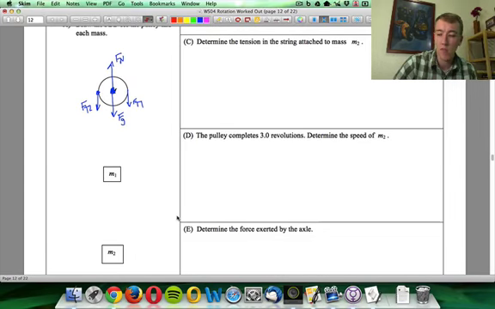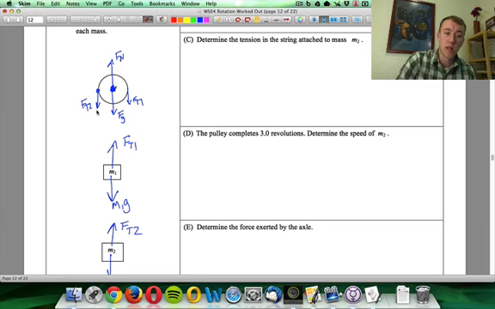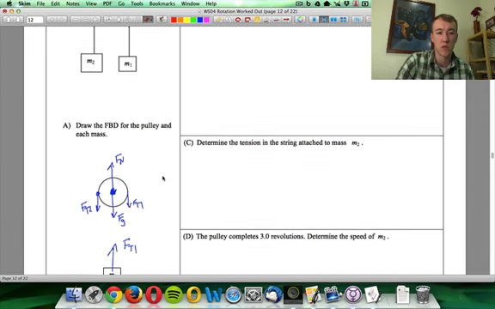Draw a free body diagram for mass 1. These ones are pretty simple. This has the force of gravity. We'll call it m1 g, and it has a tension force going up, force of tension 1. Similarly with m2, it's got m2 g pulling it down, and then the force of tension 2 pulling that up. We're going to focus on the pulley and look at the net torque on the pulley, and then we're going to focus on each of the masses on their own and do a net force equation for those.